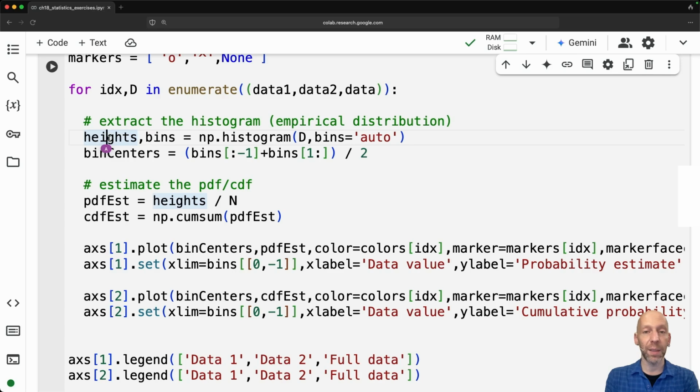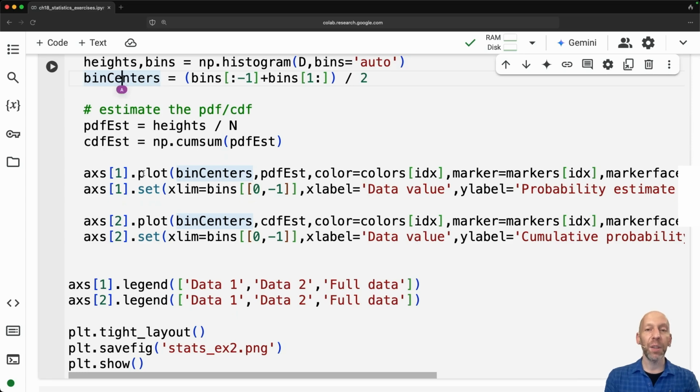These are the heights, the y-axis, and we can divide by n to get the estimated PDF. We have to divide by n because the heights, this raw output, are the count of the observations between each of the bin boundaries. So we divide by n to convert from counts into a probability or proportion. And then these bins are the bin boundaries. So there are n plus 1 boundary values for n bins, as you know from segmenting data. And here I'm just averaging them together to get the centers of the bins.